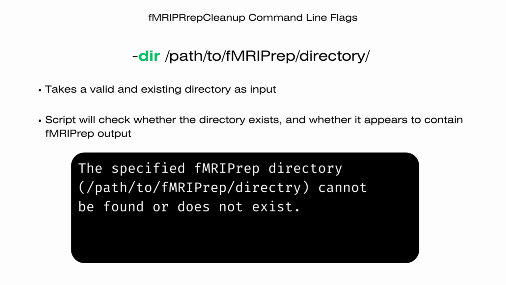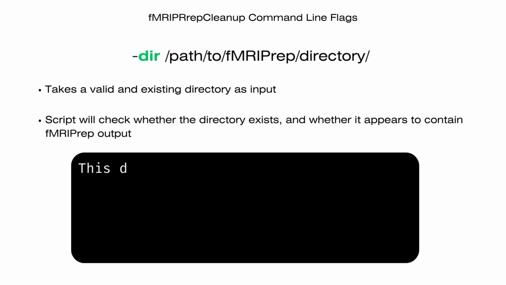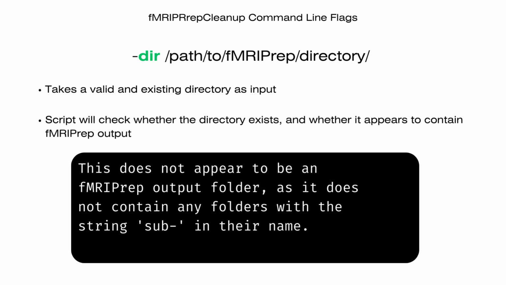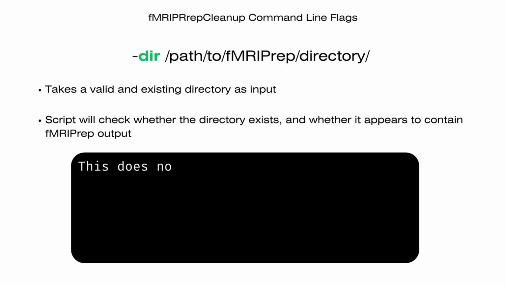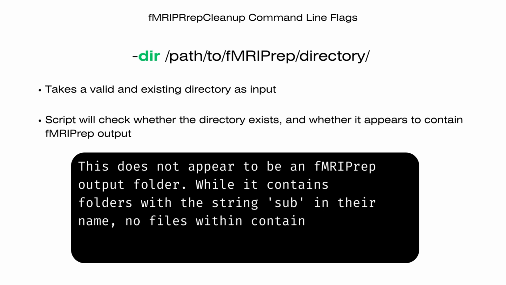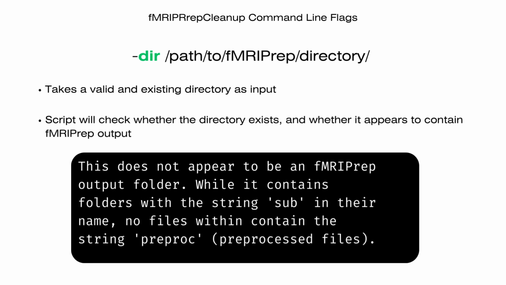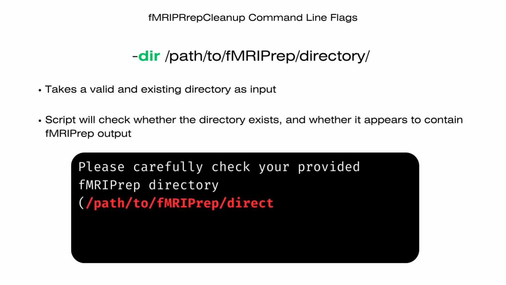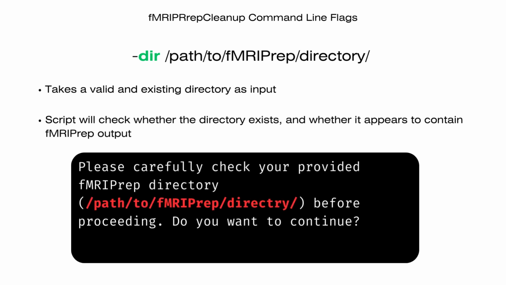It'll also loop through files in the directory to look for files it would expect to see in an fMRIPrep output folder. This includes folders containing the string sub something to indicate files for a given subject, that also contain files with the string preproc to indicate the presence of preprocessed files. It'll warn you if it looks like your path doesn't contain these strings and will give you a chance to exit. As I'll keep saying, be very careful when specifying this path.